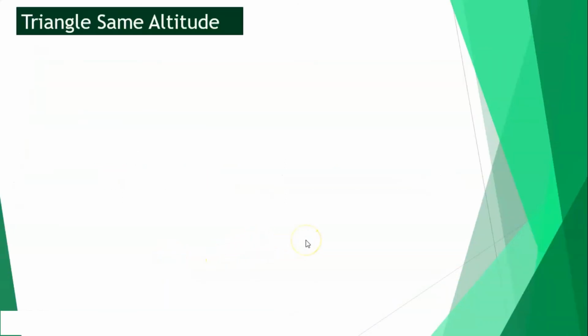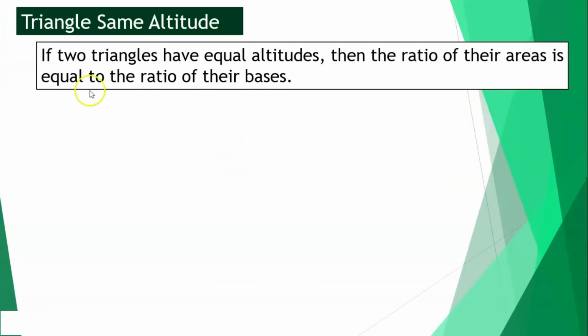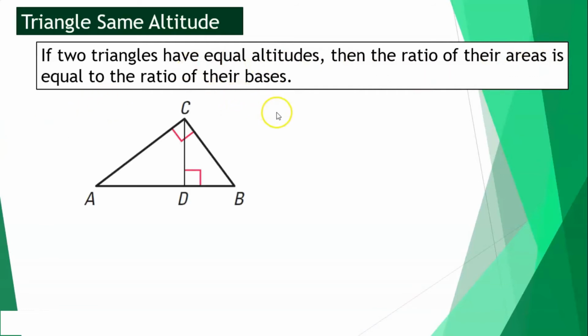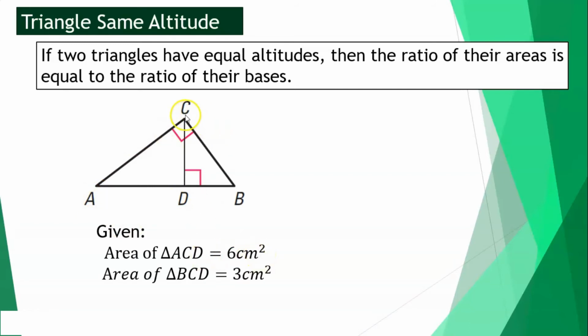Triangle proportionality. Now, let's have this triangle same altitude proportionality. It states that if two triangles have equal altitudes, then the ratio of their areas is equal to the ratio of their bases. So given this triangle ACB, it's a right triangle, and we have here CD as an altitude. With this, the area of triangle ACD is given as 6 centimeters squared, while the area of triangle BCD is 3 centimeters squared. Now, if AD is 4 centimeters, what then is BD?